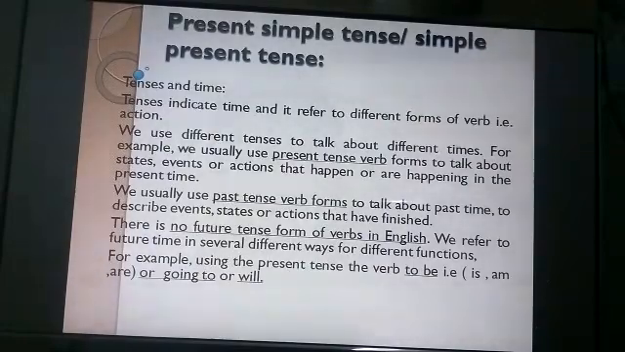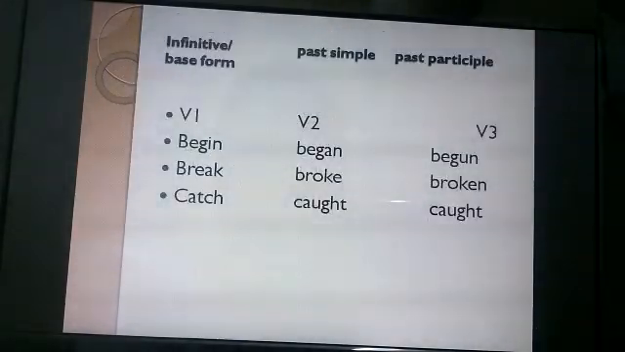We refer to future time in different ways for different functions, like we will use present tense to indicate future, like the use of the verb to be, that is am, is, are, or is going to, or will. So we'll use these three types to indicate future tense verb forms. Now let's look at the three types of verb forms.